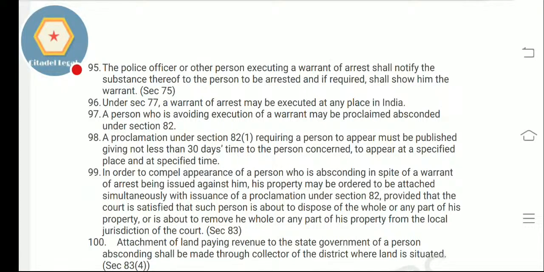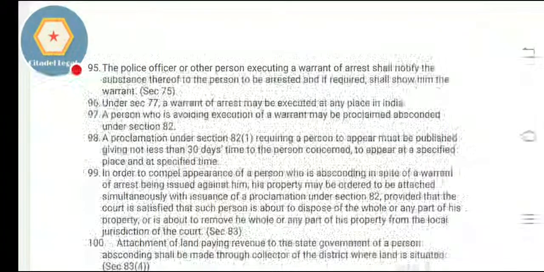Under section 77, a warrant of arrest may be executed at any place in India. So a warrant of arrest may be executed at any place in India, irrespective of which court issued the warrant.